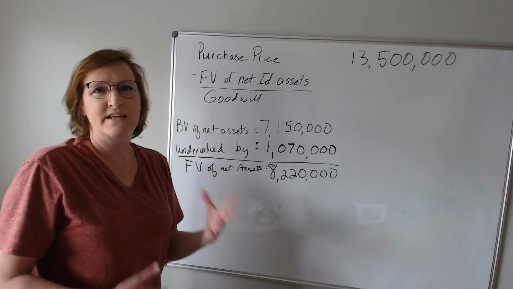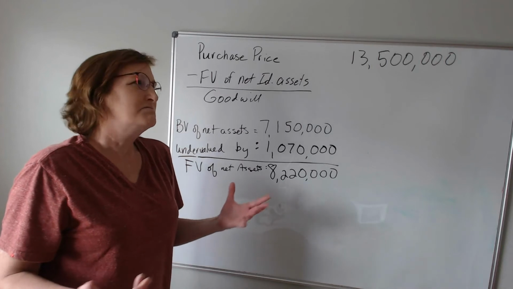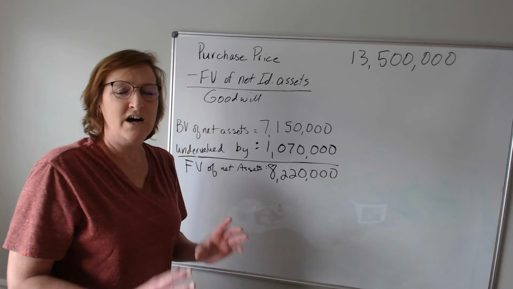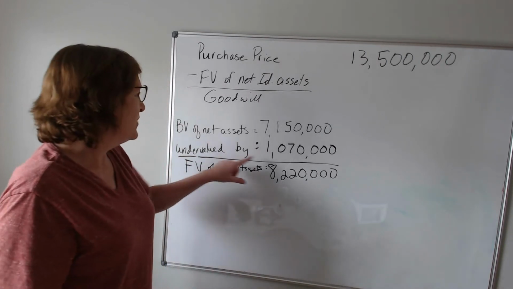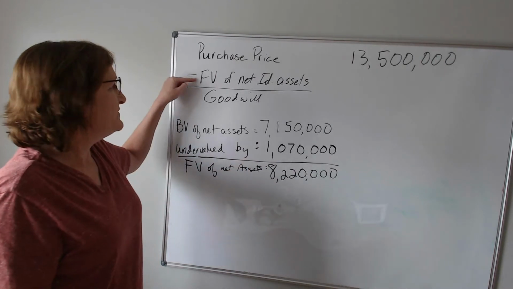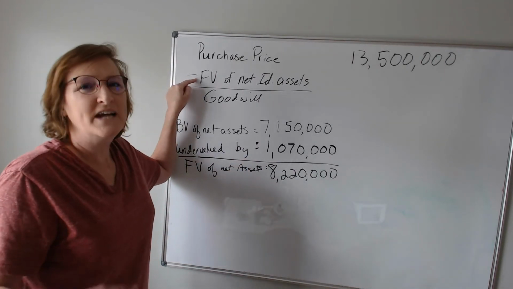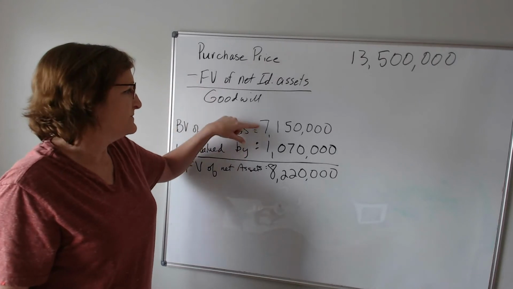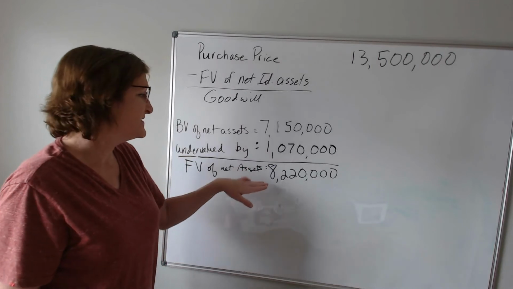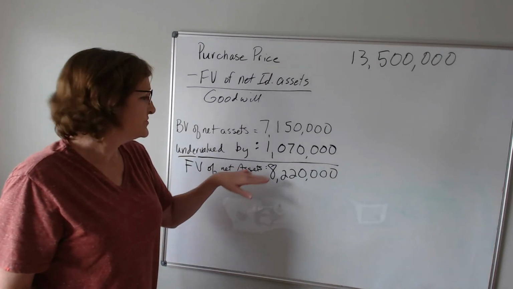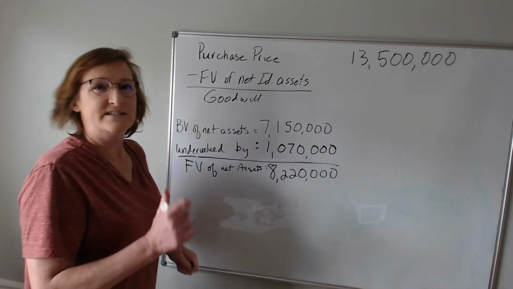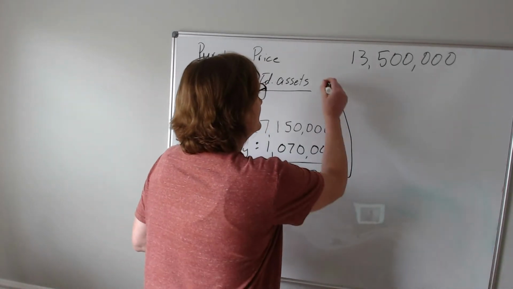What has happened is that a team has gone in, done some appraisals, and figured out that these assets are all undervalued by $1,070,000. So the fair value of the net identifiable assets, we have to actually compute. It's going to be the sum of the book value and any amount that it's undervalued, and in this case, that's $8,220,000. And so we're just going to plug this into our formula.